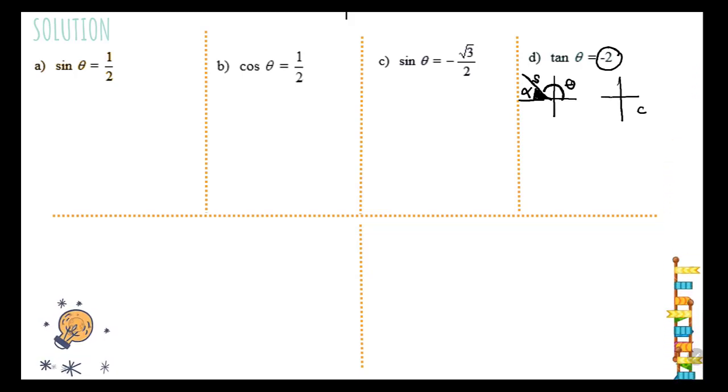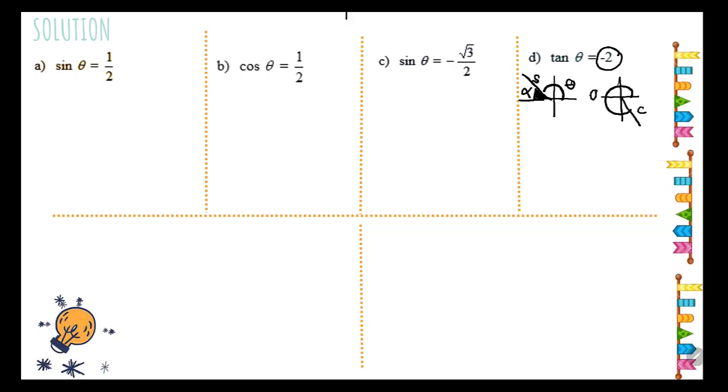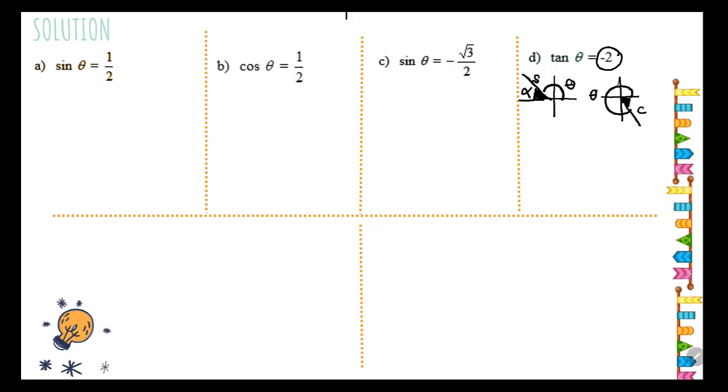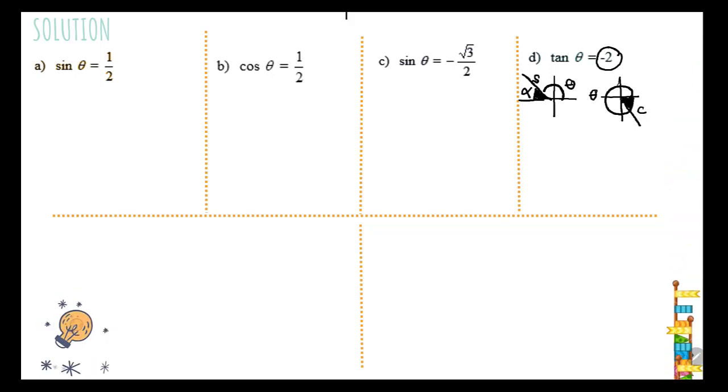Next we look at the fourth quadrant. We start with x positive and draw anti-clockwise until we reach the fourth quadrant, and we draw the terminal line. So this whole thing is theta, and the reference angle would be the angle less than 90 degrees attached to the x-axis to the terminal line. So that's going to be alpha, the reference angle.